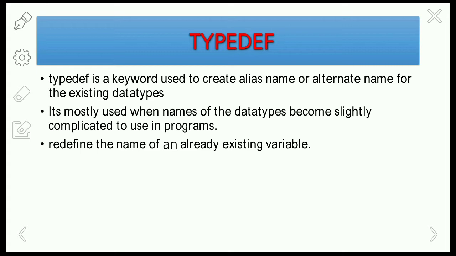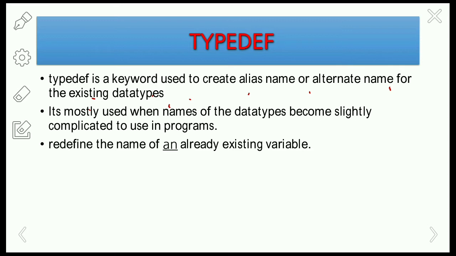Similarly here we are using the typedef function. Typedef is a keyword used to create an alias name or alternate name for existing data types. Normally we call the friend by his nickname; similarly here we are calling the data type with an alias name or alternate name.